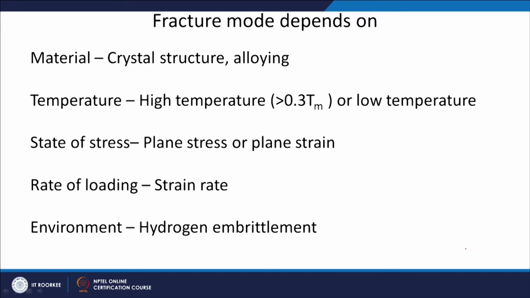So, if it is a high strain rate, then sometimes the material fractures as a brittle material. If you are doing the same test on the same material, but at a slower strain rate, it will fracture in a ductile manner. Environment, so basically corrosion, and if hydrogen is there, hydrogen embrittlement is there.